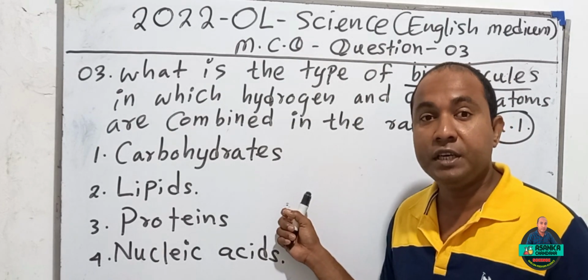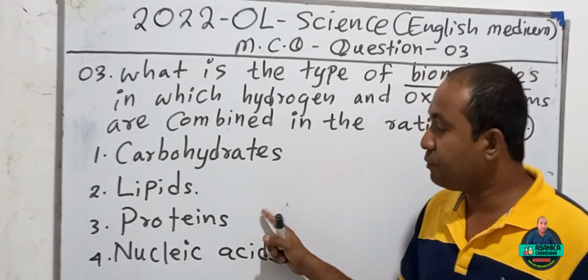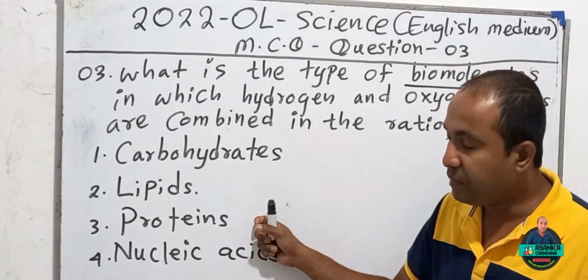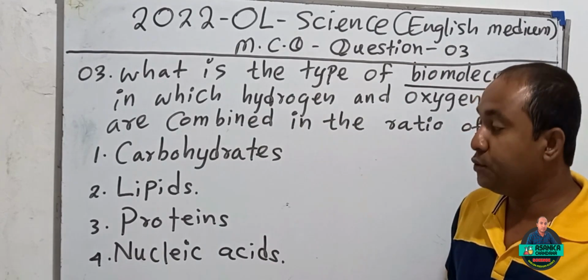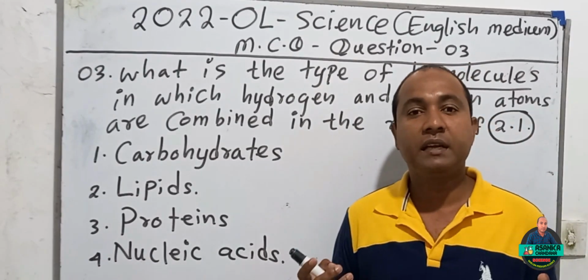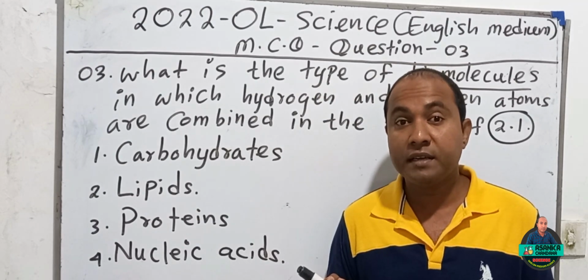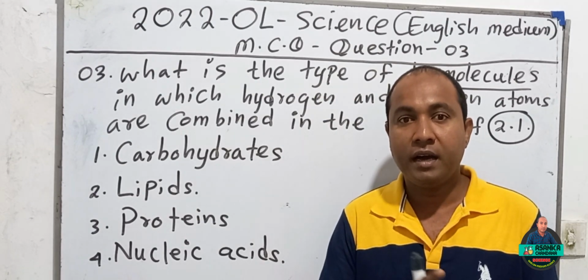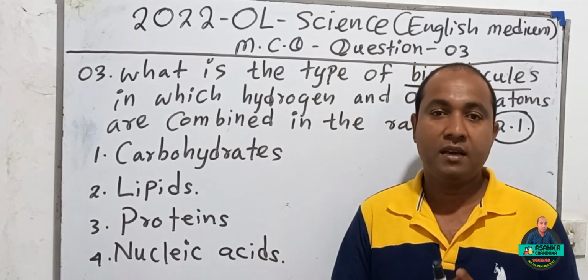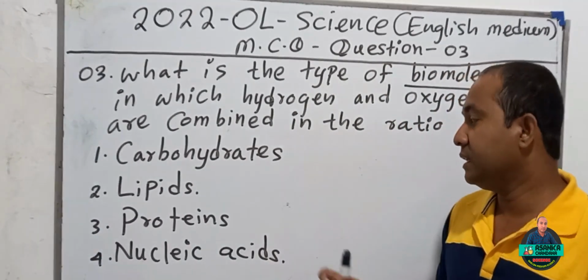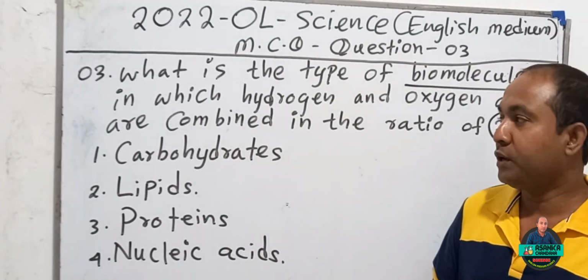Here you learnt about a special point: protein sometimes may contain sulfur also. And under the nucleic acid, you learnt about the elements contained in it. So what are the elements contained in the nucleic acid? Carbon, hydrogen, oxygen, nitrogen and phosphorus are the elements contained in the nucleic acid.